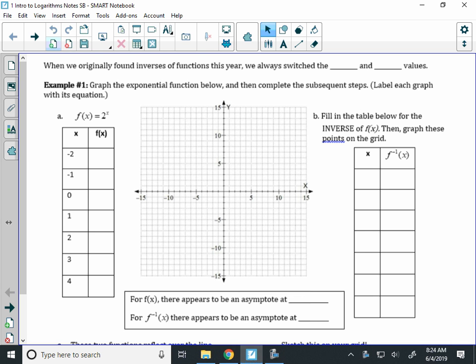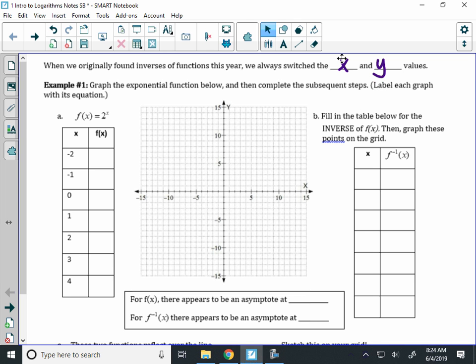Alright, so at the very top it says when we originally found inverses of functions way back in Unit, I want to say 2 or 3 here, we always switch the x and the y values. So we would have a linear function and we would say find the inverse. You would flip-flop the letters x and y and then solve for y. We're going to do something similar here when we are finding the inverses of exponential functions, which is what we have in part A. F of x equals 2 to the x.